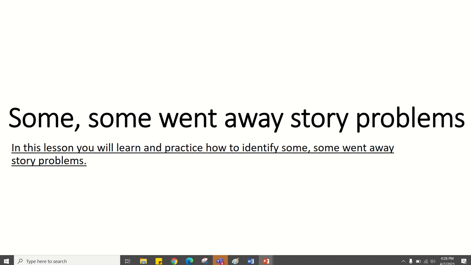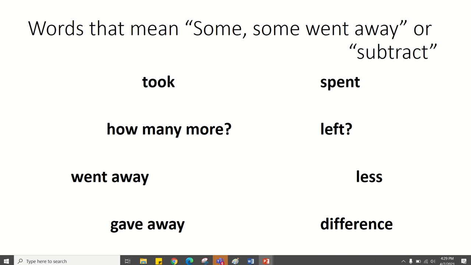Some went away story problems. In this lesson, you will learn and practice how to identify some went away story problems. Words that mean some went away or subtract: took, spent, how many more, left, went away, less, gave away, difference.